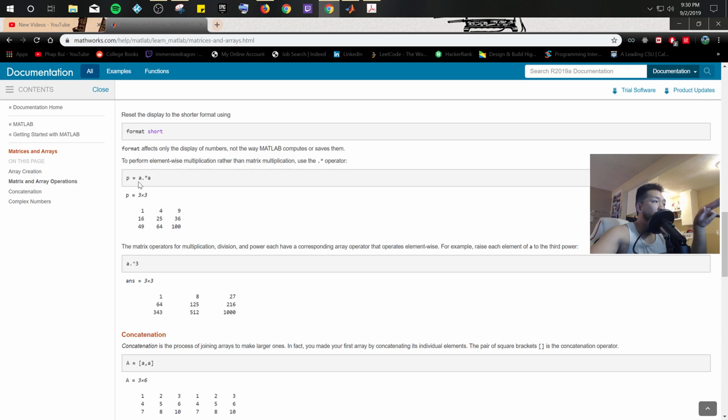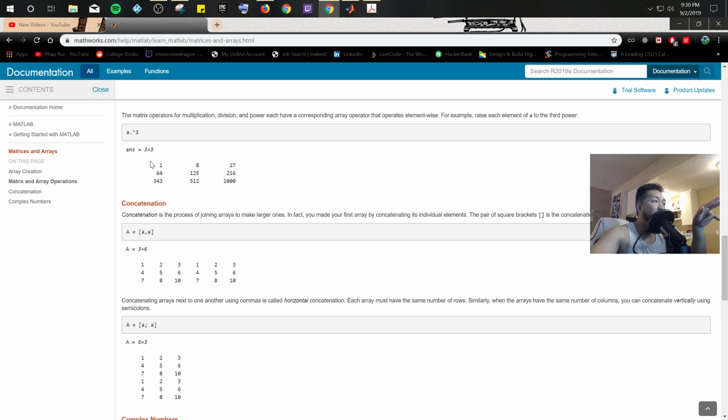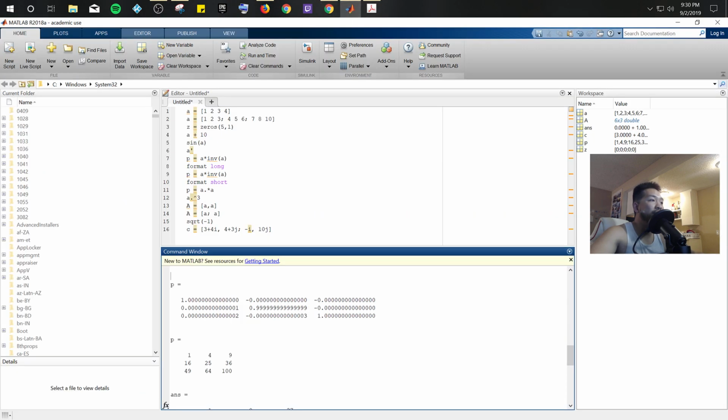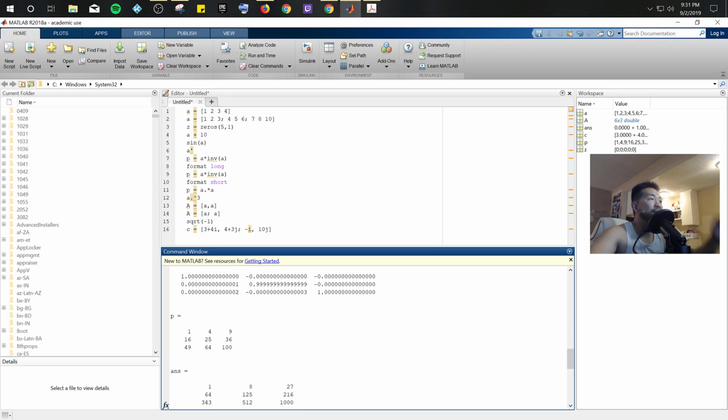P is equal to A times A. P is equal to 3 by 3, and then A dot caret 3. So here we have a 3 by 3 matrix and the elements raised to the power of 3. So it actually increases a lot right here.